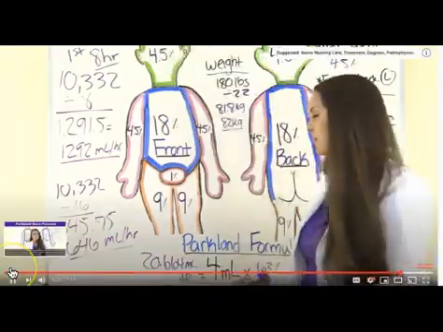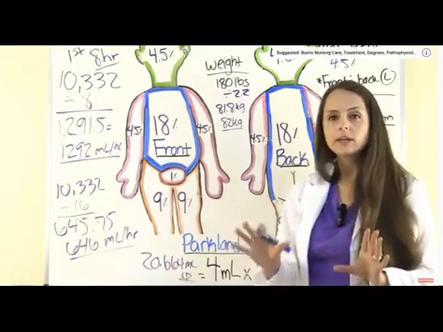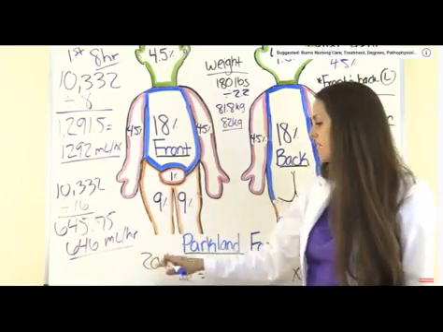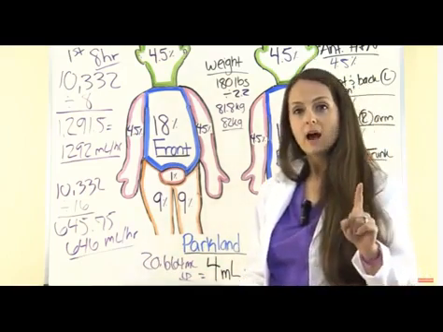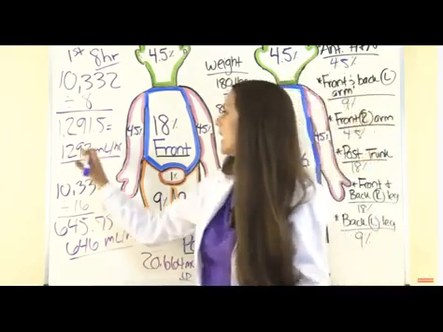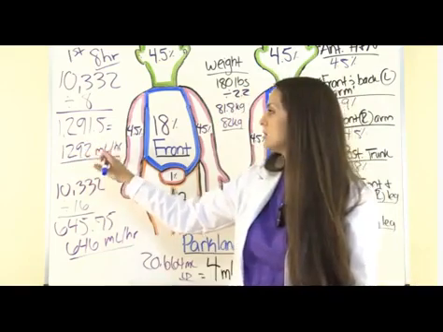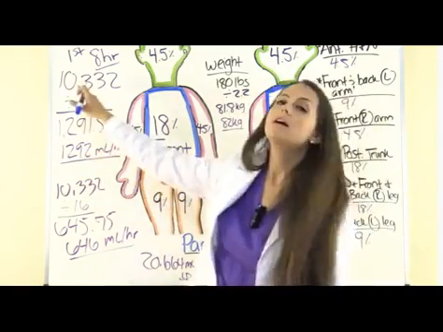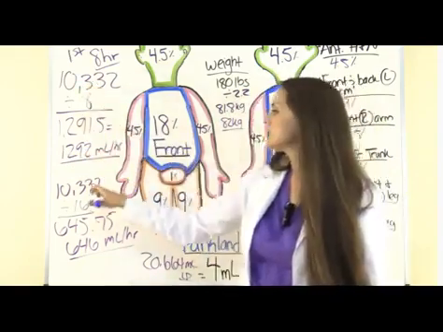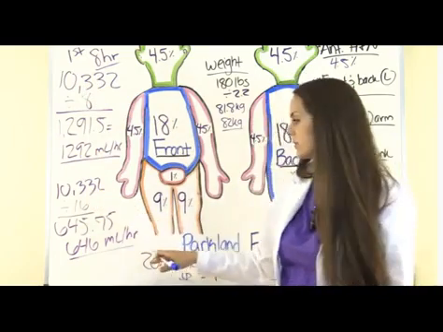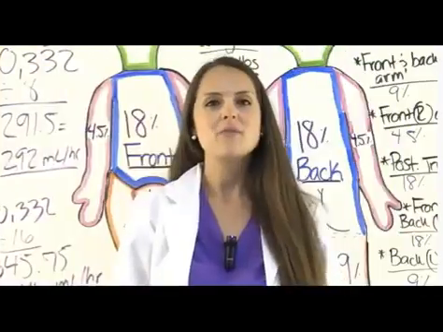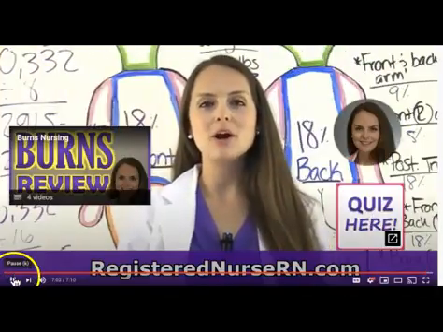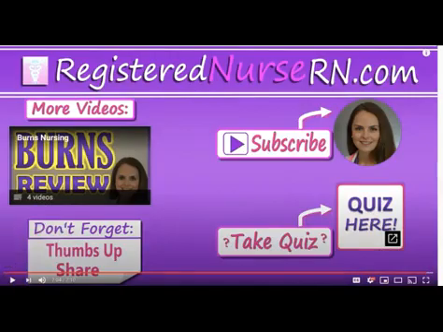So again, just to recap, our answer for the total volume that's going to go in over those 24 hours is 20,664 milliliters. But during the first 8 hours, we're going to infuse that at a rate of 1,292 milliliters per hour to give that first half. Then we're going to give the second half over 16 hours, and we're going to run that at a rate of 646 milliliters per hour. Okay, so that wraps up this review on the Parkland burn formula.